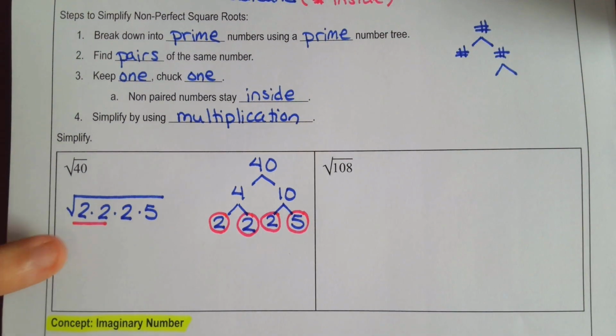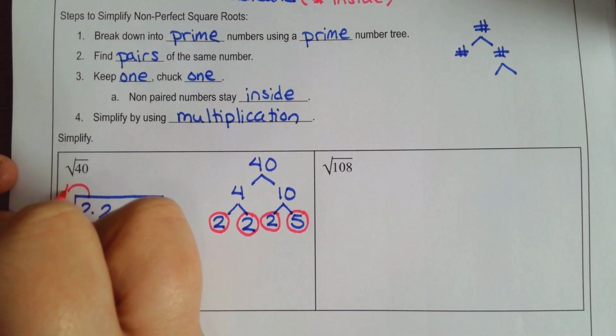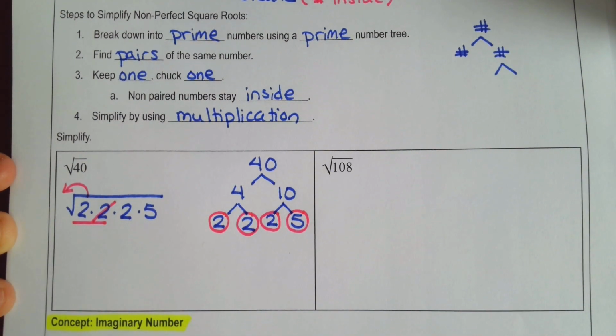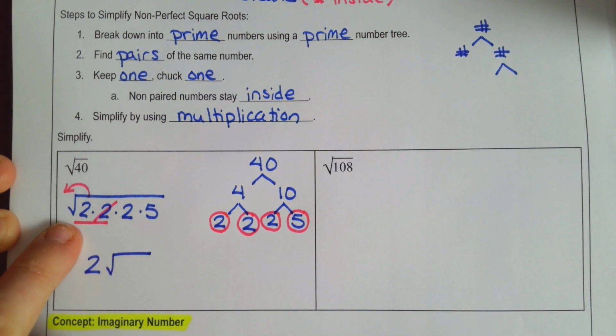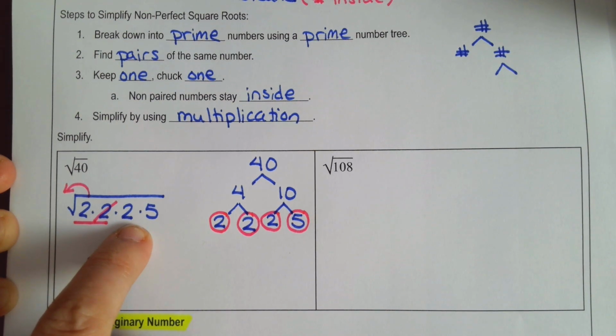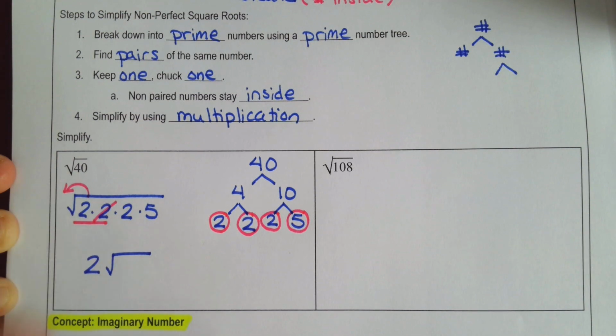Now, we look at the pair that we do have, 2 and 2. Keep 1 and it comes out in front, and chuck the second one. It goes away. So the keep 1 comes outside the square root. And since it's the only thing being brought outside, it's the only thing there. And then inside, well, it's the numbers without pairs. And we simplify by using multiplication. 2 times 5 is 10.